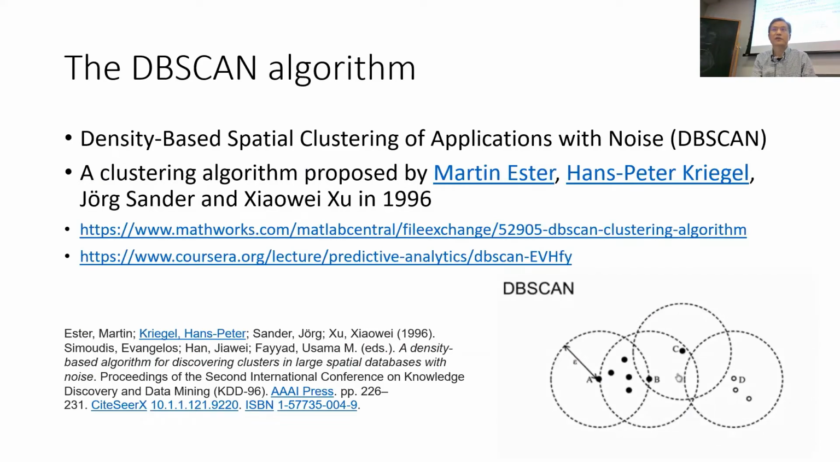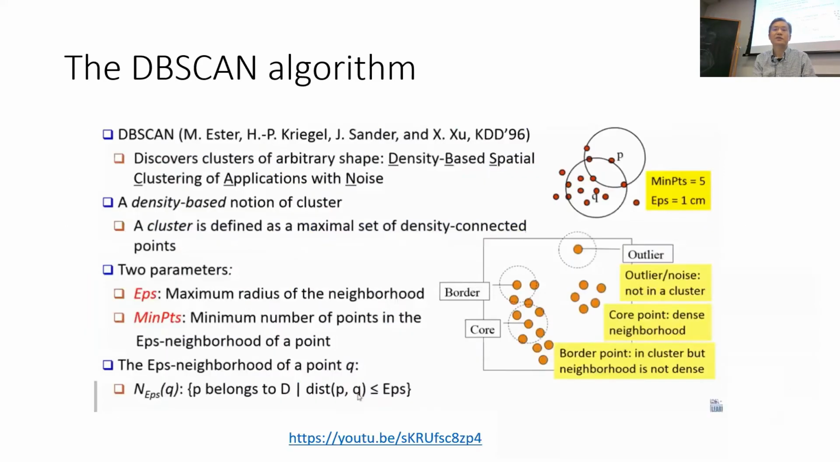I don't think this is a very elegant algorithm. You have to define two parameters. One is how large your radius is, the size of the neighborhood. And then you have to define the minimum number of points in this neighborhood in order to become a new cluster center. So you have to have enough members.